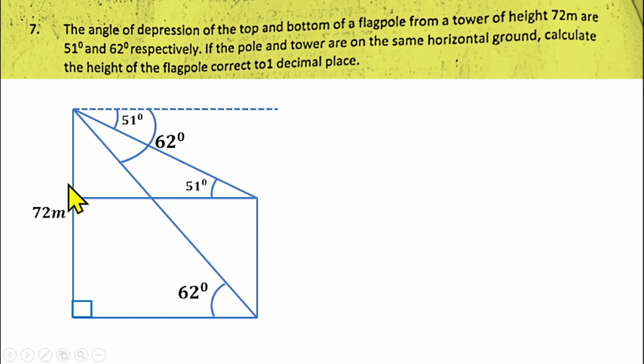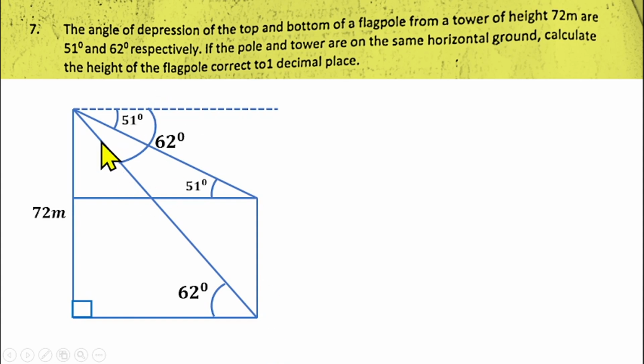We are given the whole height of the tower as 72 meters, and we are looking for the height of the flagpole. So how do we do that? If I know the value from this point to this point here, and I remove it from the 72 meters, that will give me from here to here, which is the same thing as the height of the flagpole.